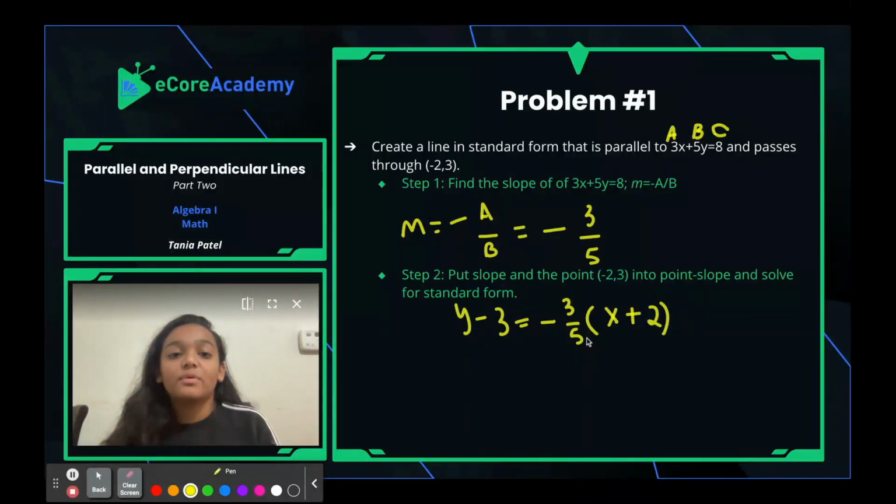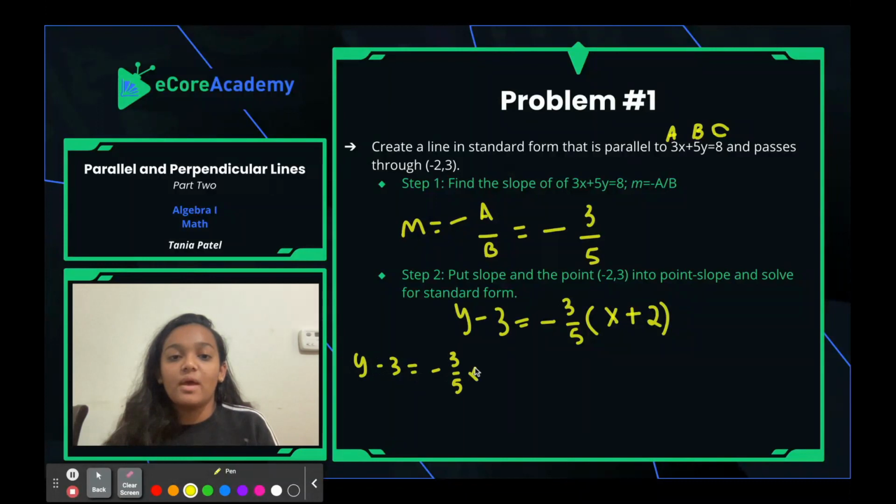The first thing I would do would be just to distribute the -3/5 to this part over here. So when we do that, it's going to be y minus 3 equals -3/5x minus 6/5. Double checking my math here. I believe it's correct. So going on, let's move the x terms and the y terms to one side and the constants to the other side.